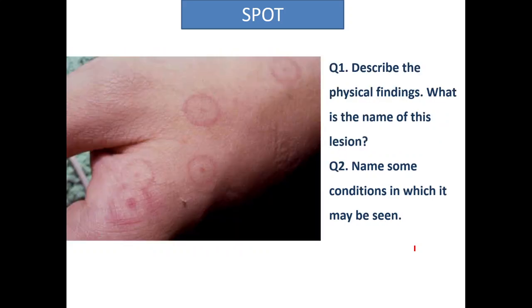Describe the physical finding. What is the name of this lesion? Name some condition in which it is seen. This is target lesion. Erythema multiforme. The rest, I hope you know the answer. You might have studied from Kundu in the dermatology chapter. Erythema multiforme. All the details are clearly given over there.